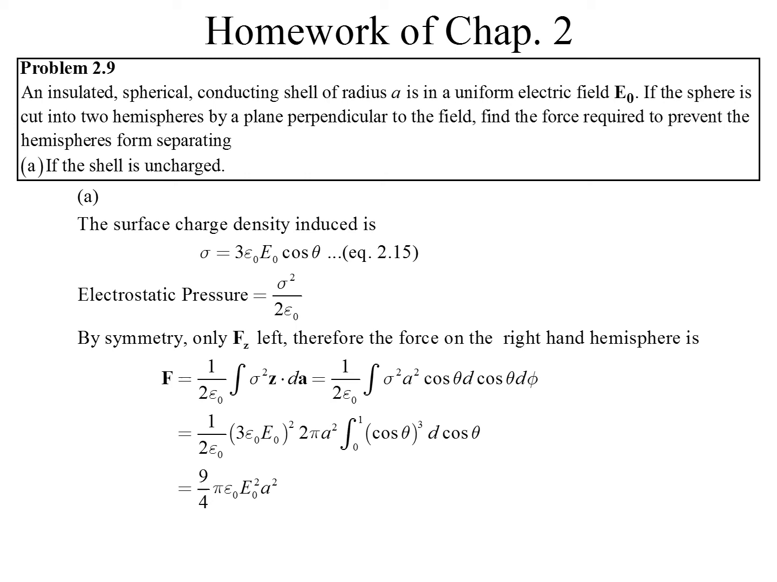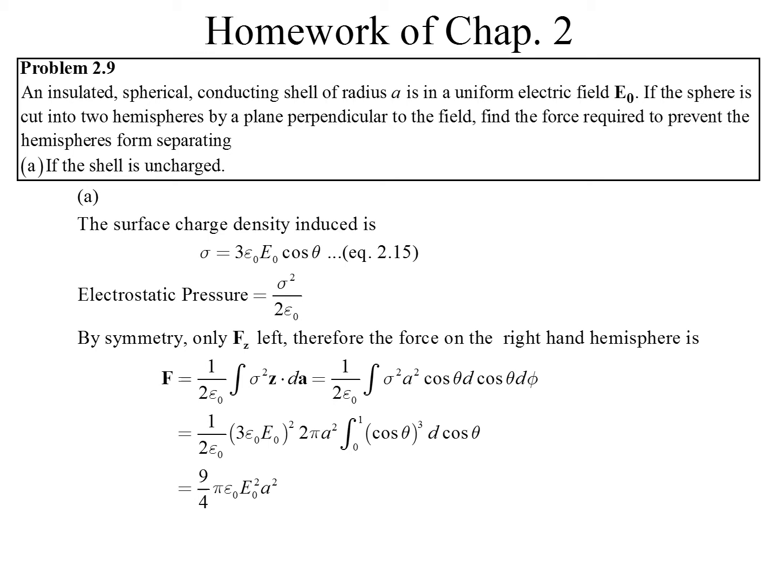Today we are going to problem 9, 23 and 26 of chapter 2. An insulated spherical conducting shell of radius a is in a uniform electric field. If the sphere is cut into two hemispheres by a plane perpendicular to the field, find the force required to prevent the hemispheres from separating. Part A. If the shell is uncharged.